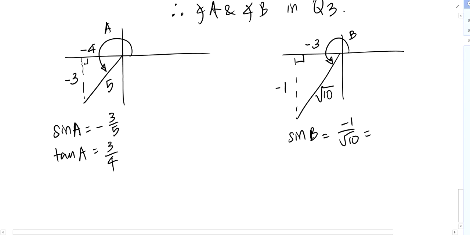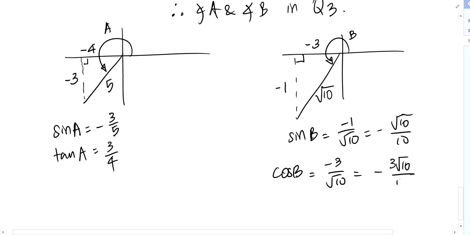Okay, do we leave our answers like this in A Maths? Then how do we change it? Okay, like this, surds. What about the last one, cosine B? Cosine B, what do we have? Okay, and then we convert it. Okay, so these are the answers. Can?